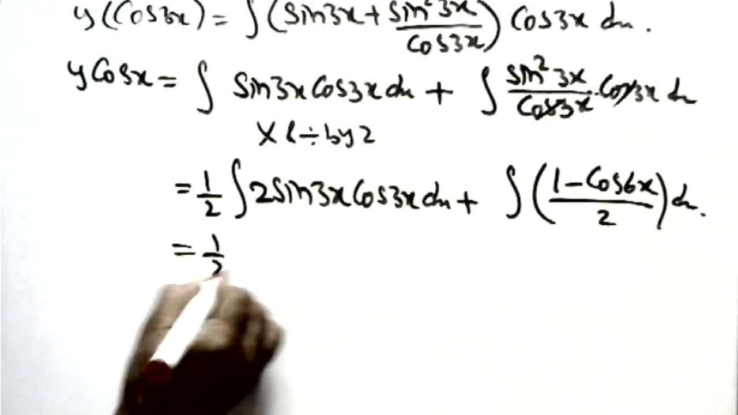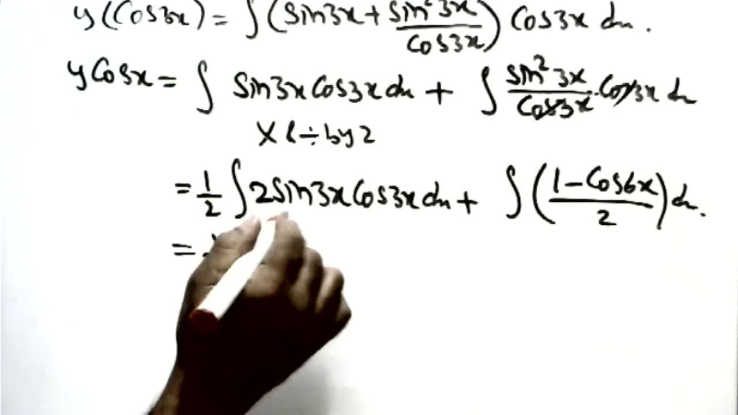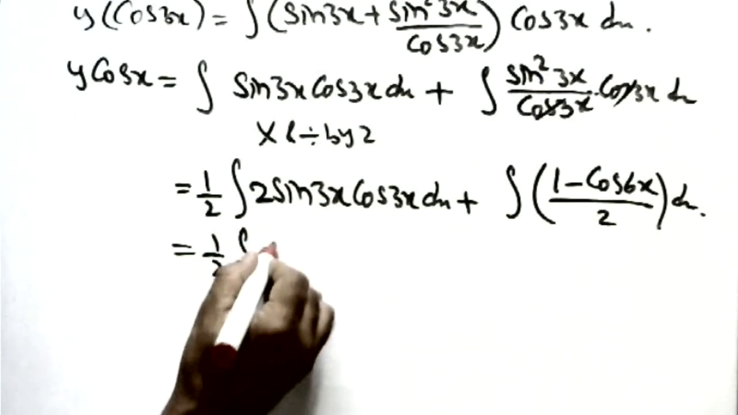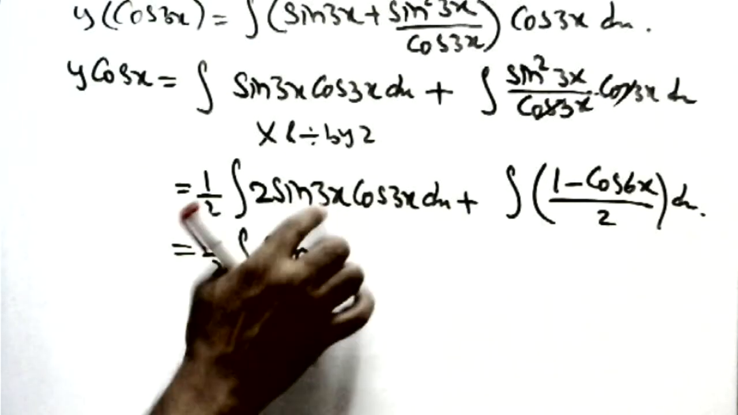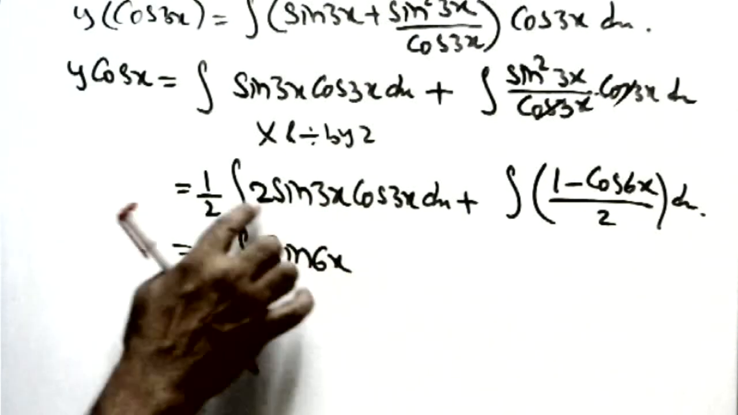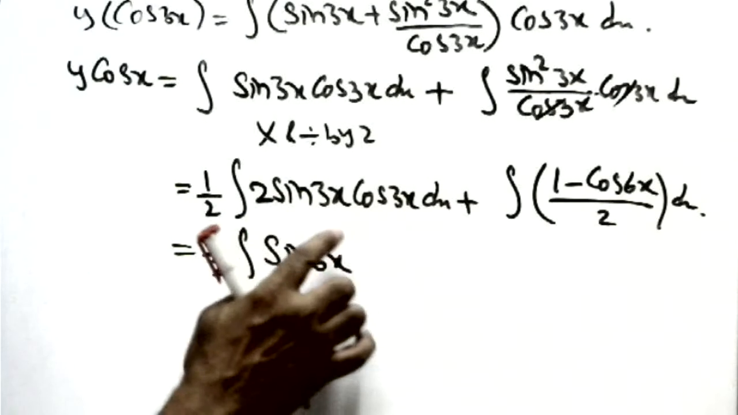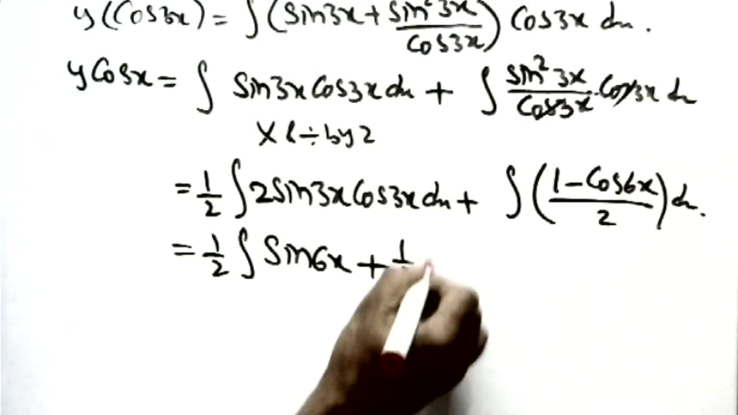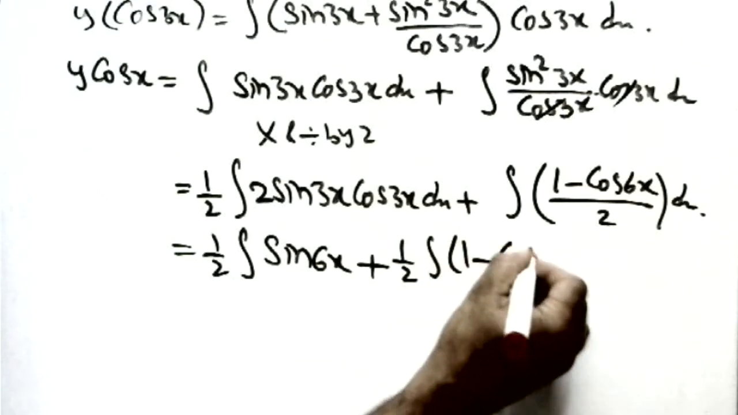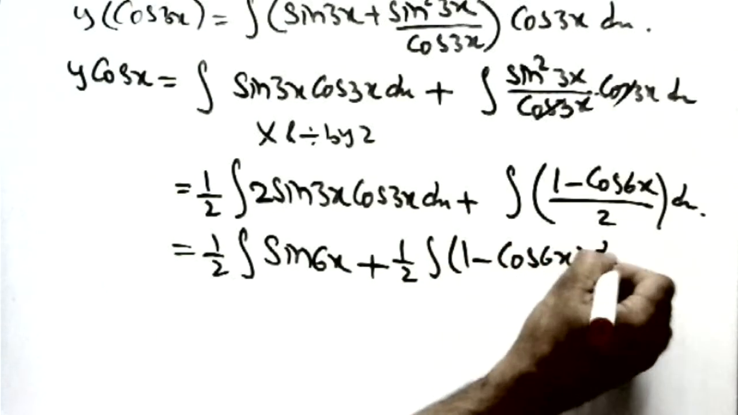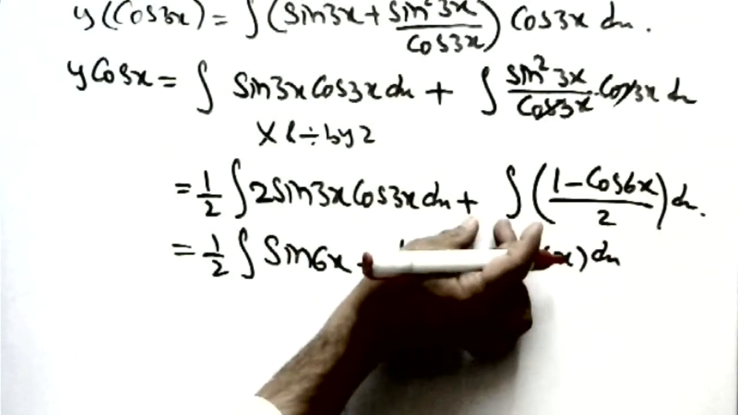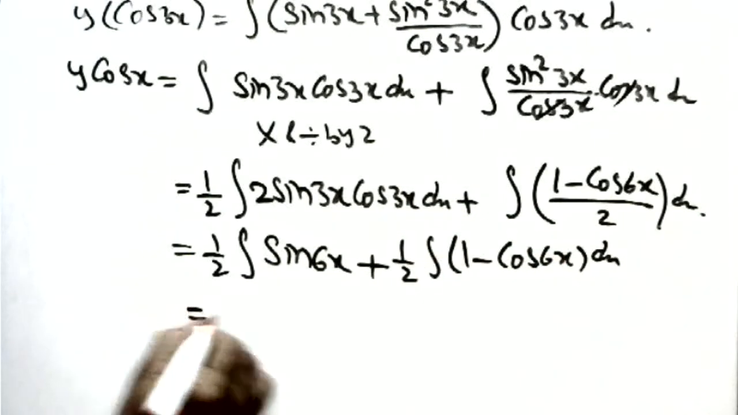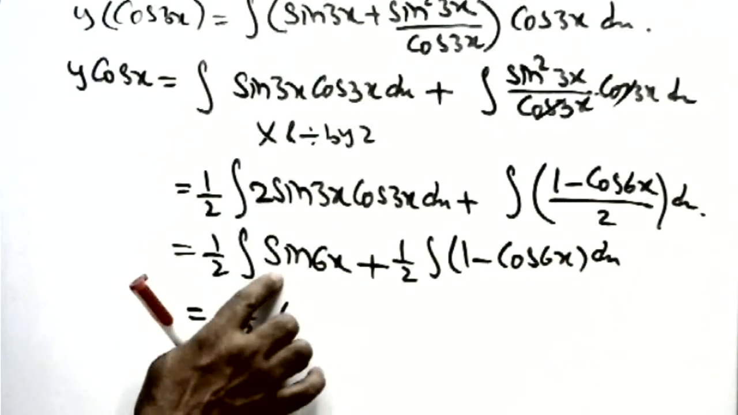So next step, let me change this one. Now 1 by 2 into integration of 2 sine a cos a, which is sine 2a. So sine 2a means 2 into 3 will be 6x. 2 sine a cos a is sine 2a, and 2 threes are 6x, plus, let me write this half outside. What is left here? 1 minus cos 6x dx. I put this 2 outside the integral. Okay, now let me continue this one.